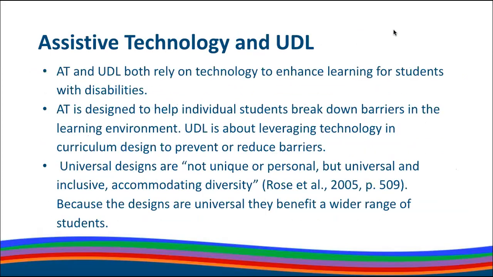When we're thinking about assistive technology, we also want to think about universal design for learning and how we can incorporate assistive tools in our teaching. Assistive technology and universal design both rely on technology to increase access to learning experiences. Assistive technology is really designed to break down barriers for students with disabilities so that they can increase access to learning in a least restrictive environment.